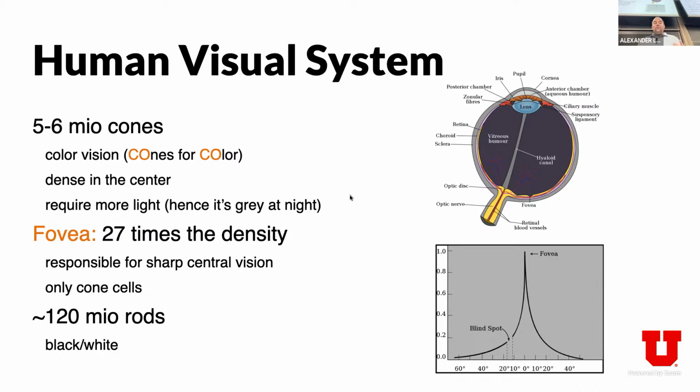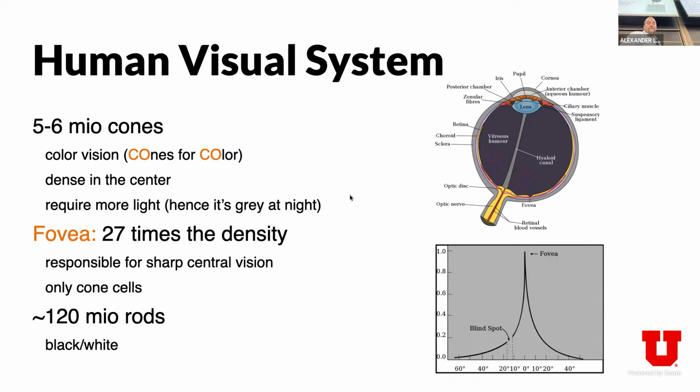The cones do require more light than the rods. And so this is the reason why we don't see color at night, right? At night, the cones aren't really functional because they need more light for stimulus, and that's why the rods kick in and the rods do black and white perception.